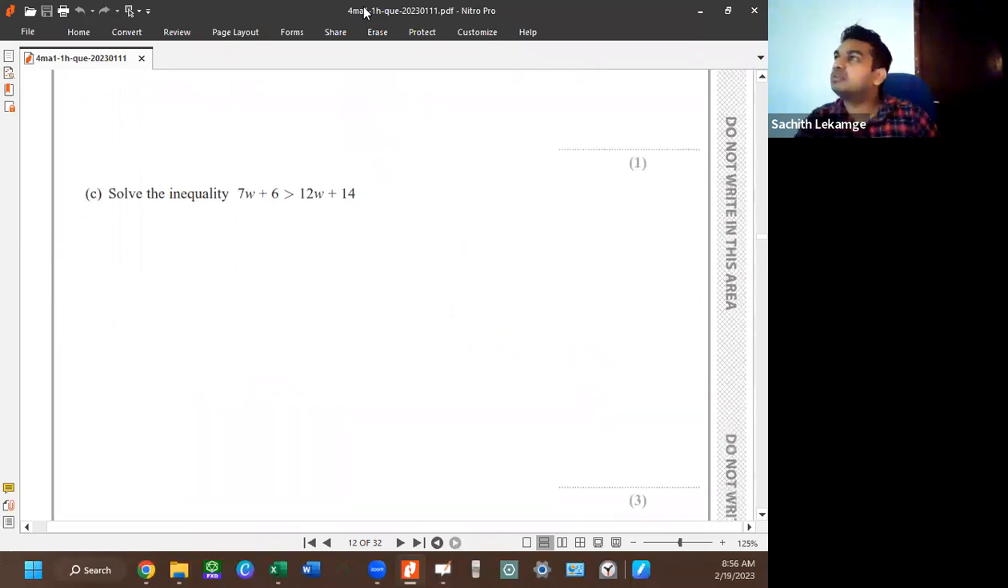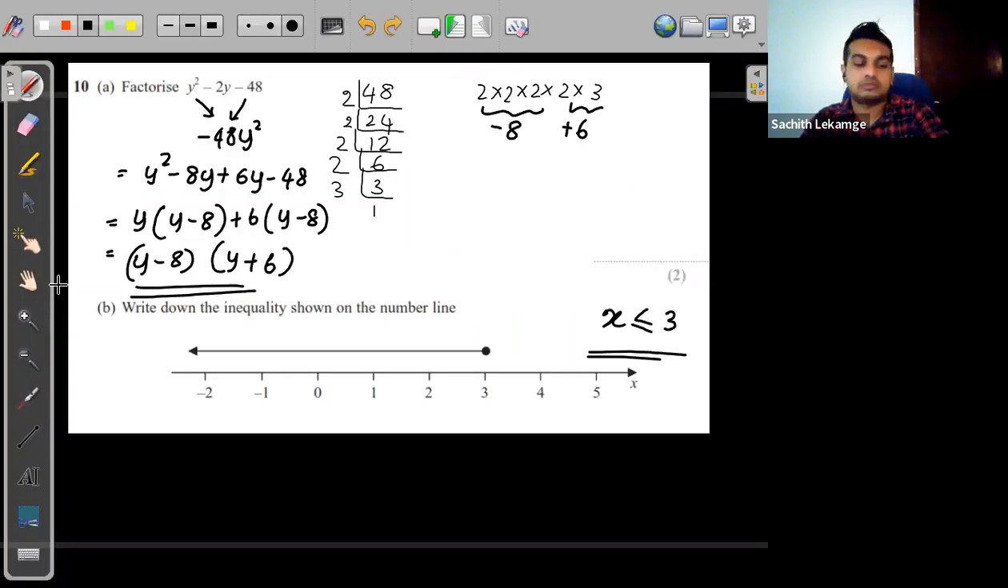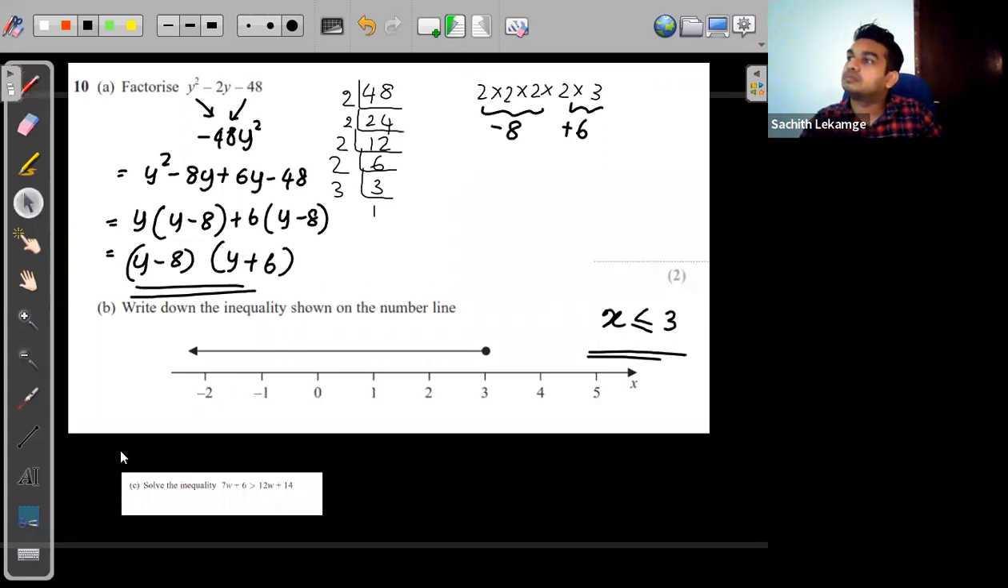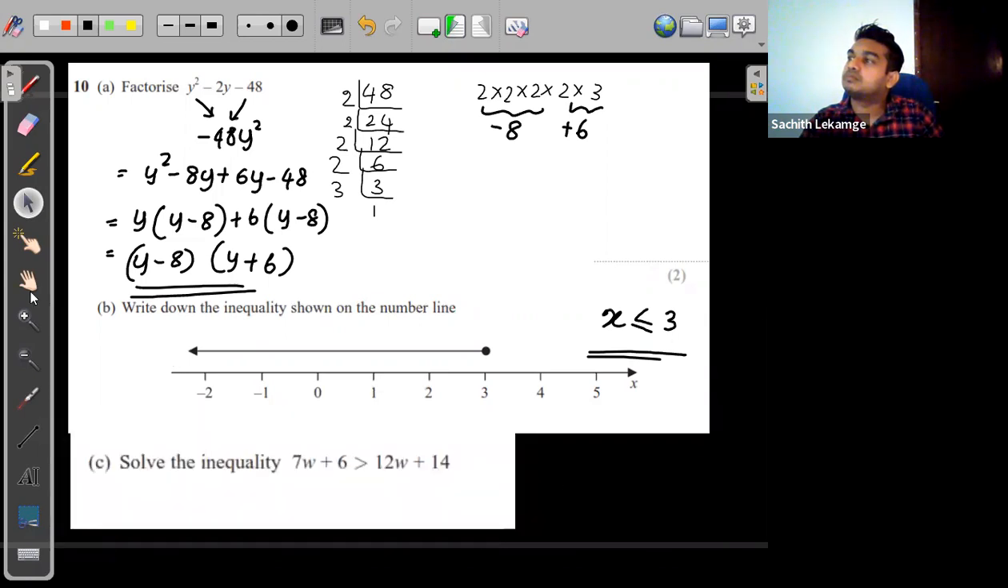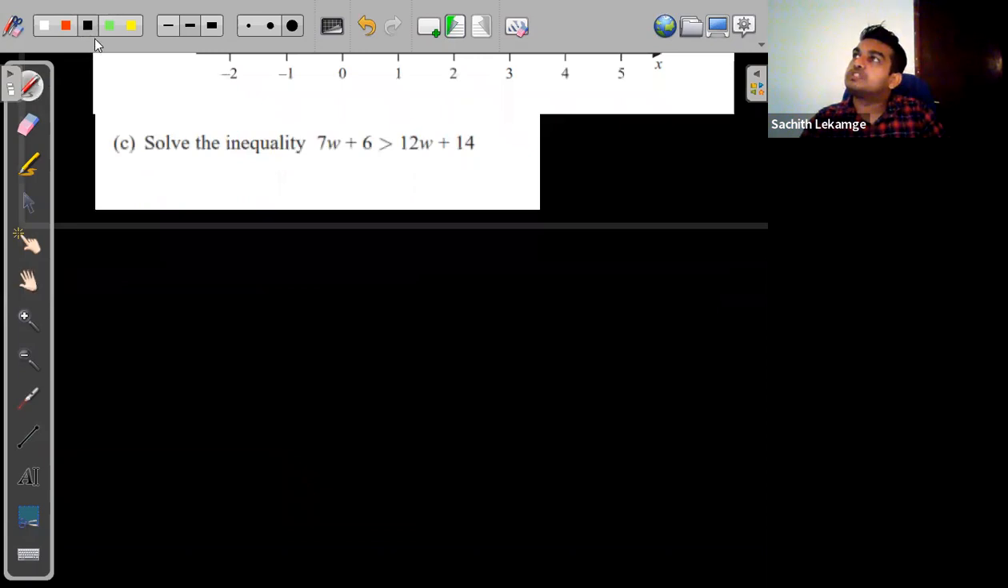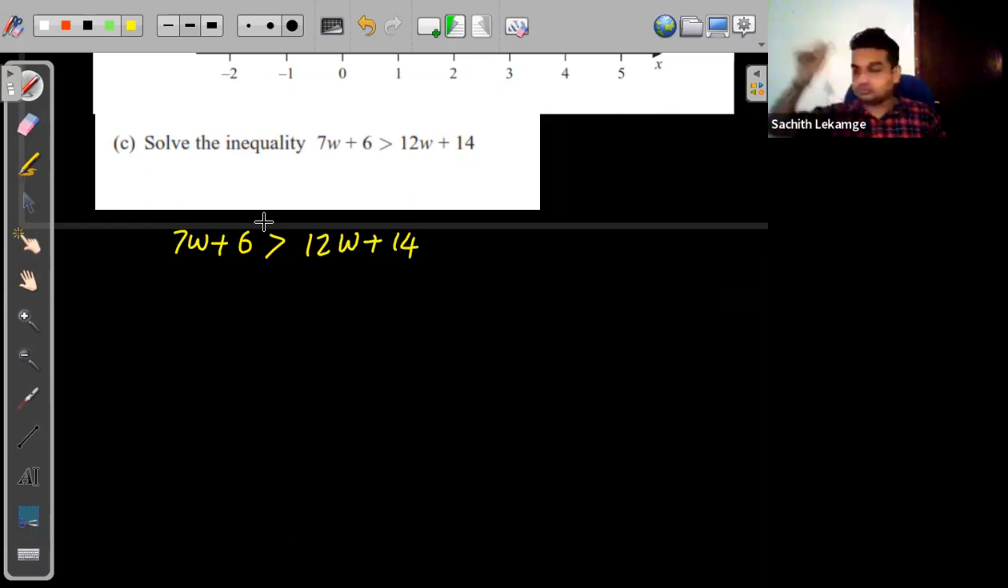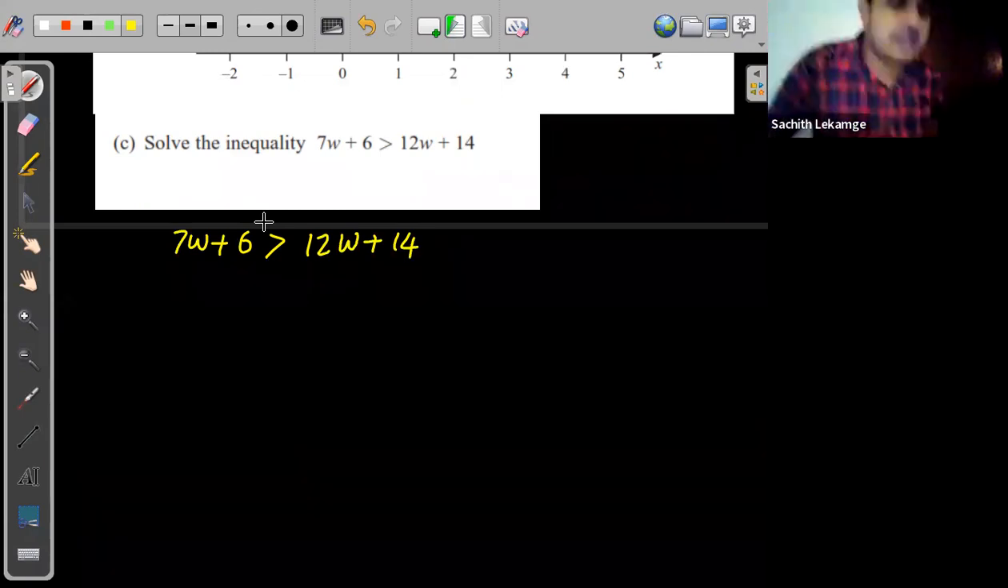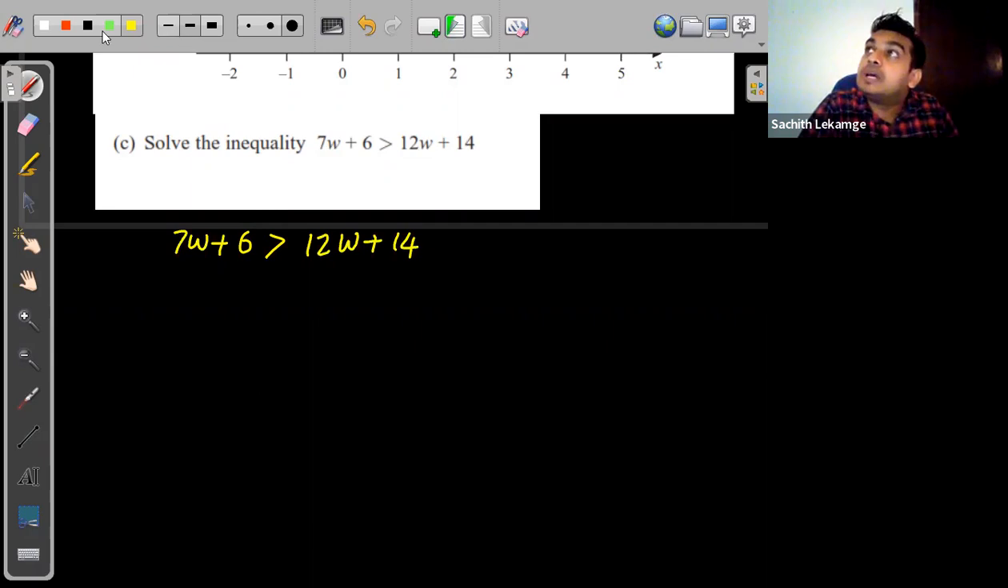Solve the inequality. Okay, do you want me to do this? This one, what you need to do: 7W + 6 < 12W + 14. Remember one thing: you should always try to keep W positive. Now see, when you do this, this is like a normal equation.